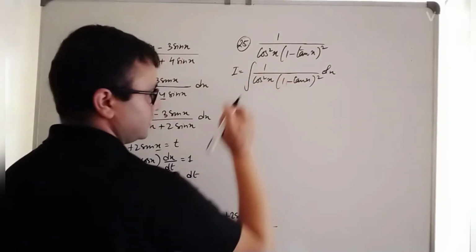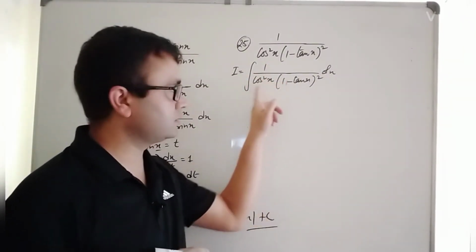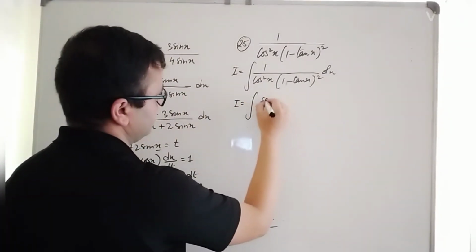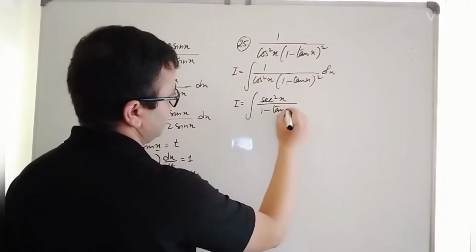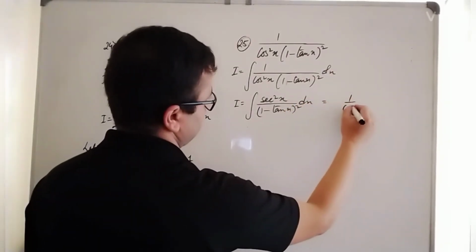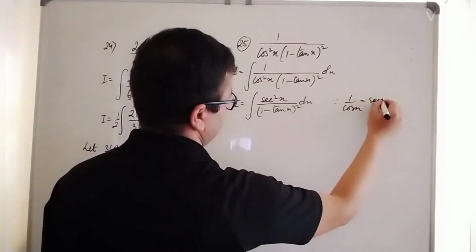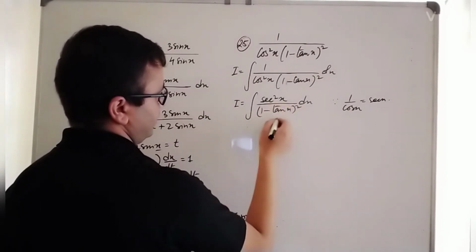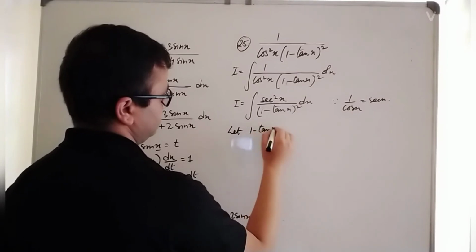Now 1 by cos x is sec x. So I equals integration of sec square x divided by 1 minus tan x whole square dx, because 1 by cos x is sec x. Now we will substitute 1 minus tan x. Let 1 minus tan x equal t.